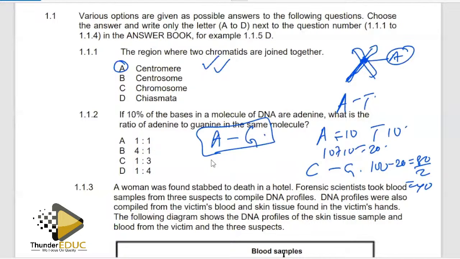So I get 40. Why do I divide by 2? Because there are two bases, and each is equal to one another. So each is 40. So if I look at adenine, adenine is 10 and guanine is 40. I divide by 10 so that I get the simplest ratio. It gives me 1 to 4. You see, 4 to 1 is wrong because the answer is supposed to be adenine to guanine, not guanine to adenine. So I have to look for 1 to 4, which is D. So D becomes the most correct answer.